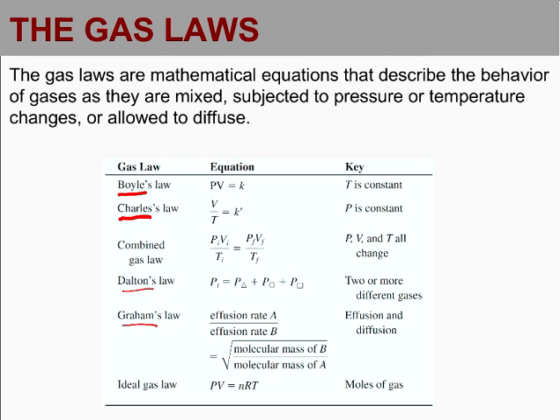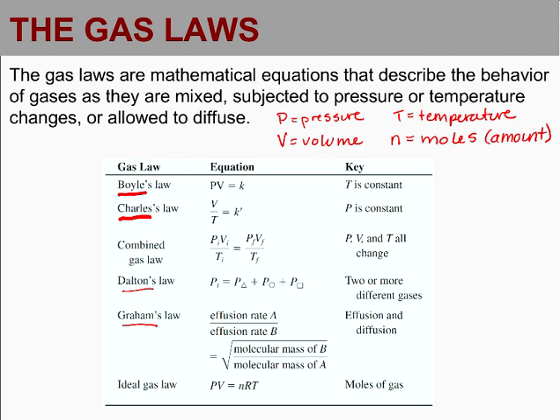So there are a few symbols we're going to use for these gas laws. So P is pressure, V is volume, T is temperature, and then later on we'll use N for moles or amount. All right, so let's look at the first law. But before we do that, we do want to go over pressure and temperature a little bit because that will help us better understand these laws.